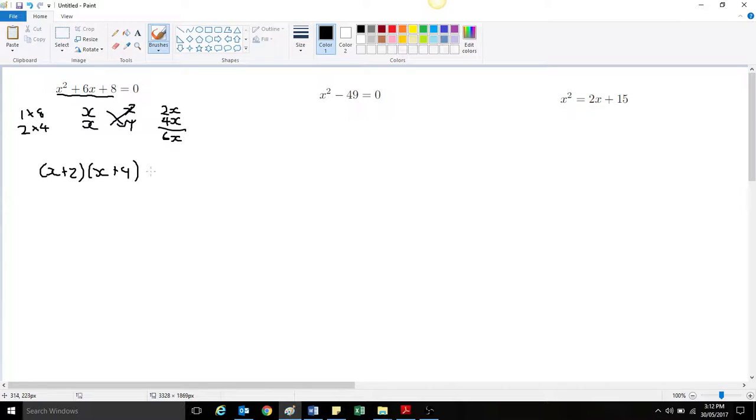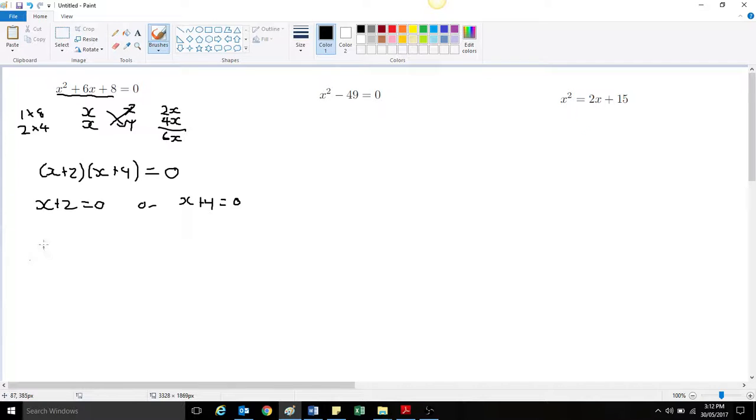Okay, and we have x plus 2 times x plus 4 equals 0. It means either x plus 2 equals 0 or x plus 4 equals 0. This is the null factor theorem. Okay, and so that's the knowledge here. So we have x plus 2 equals 0 or x plus 4 equals 0.